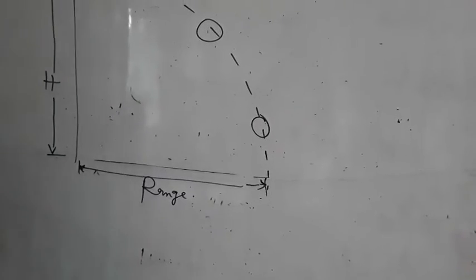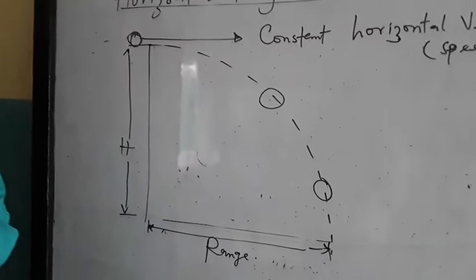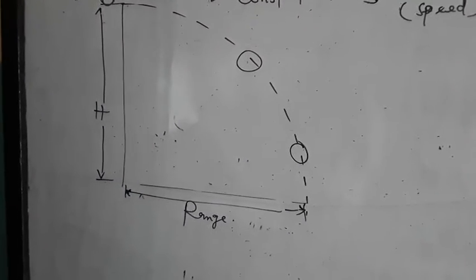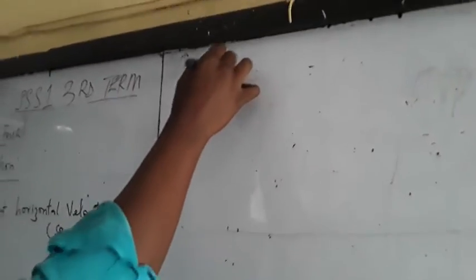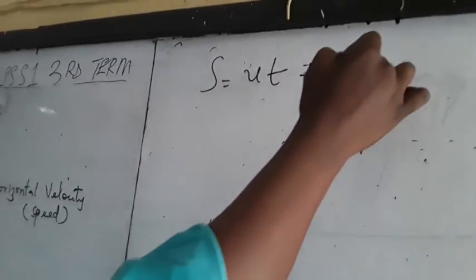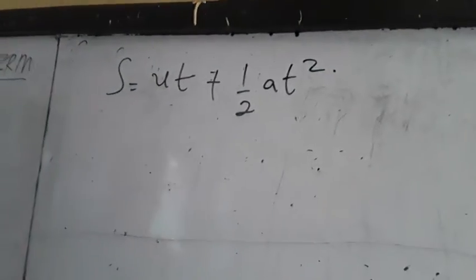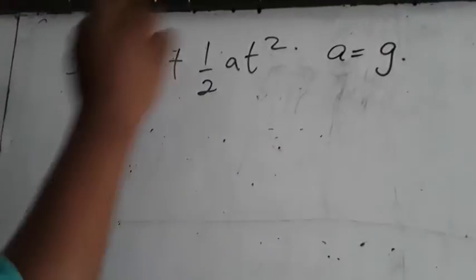So, please, this is the horizontal projection. We actually finished the vertical projection. So we are going to be looking at how we can work this out and how this thing actually works. Now, from the equation of motion, we have S equals Ut plus half AT squared. At this particular point, we are still dealing with downward motion. Your A changes to G. But it's coming down now.